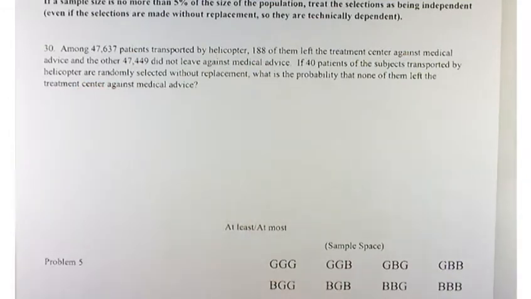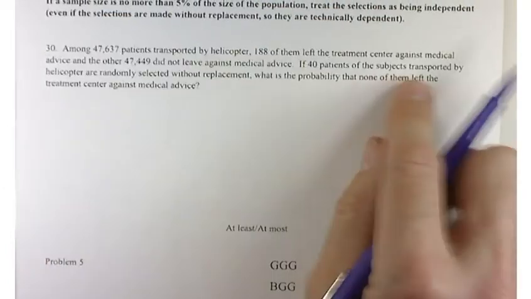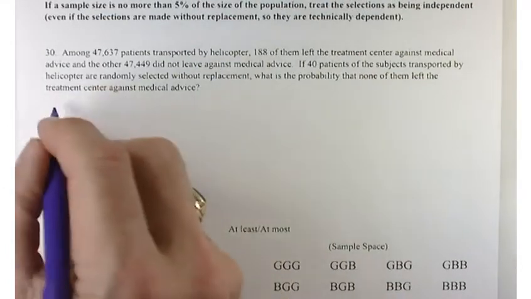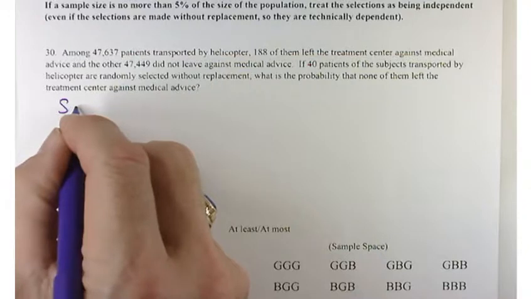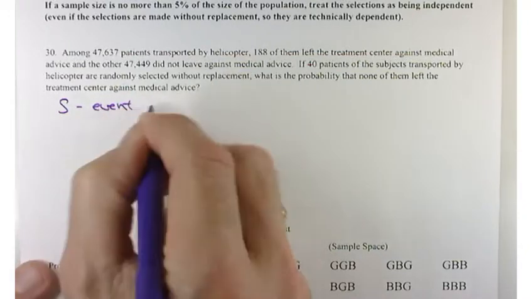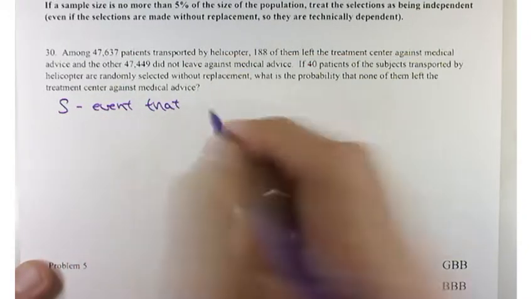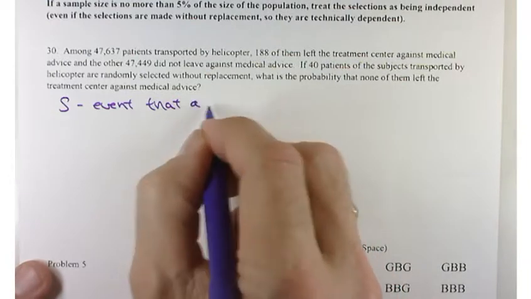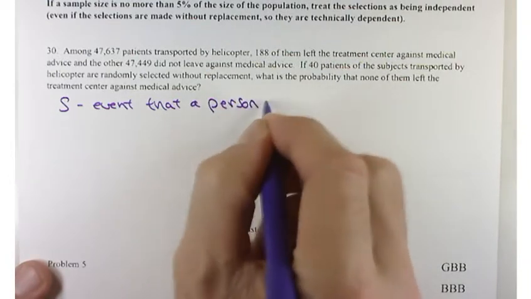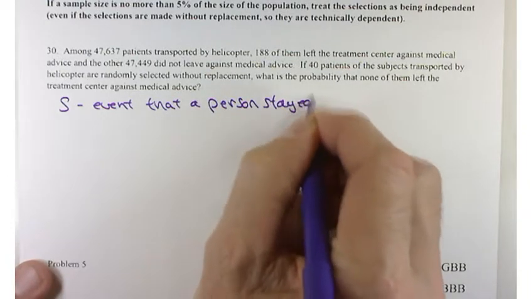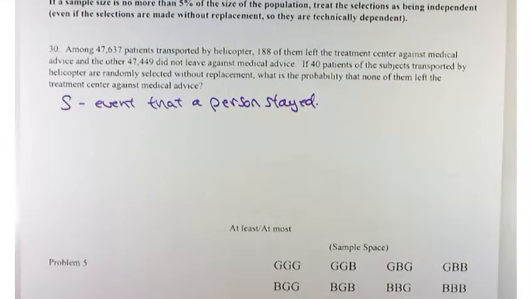probability that none of them left the treatment center against medical advice? So let's say S is the event that a person stayed. They did not leave the treatment center against medical advice.